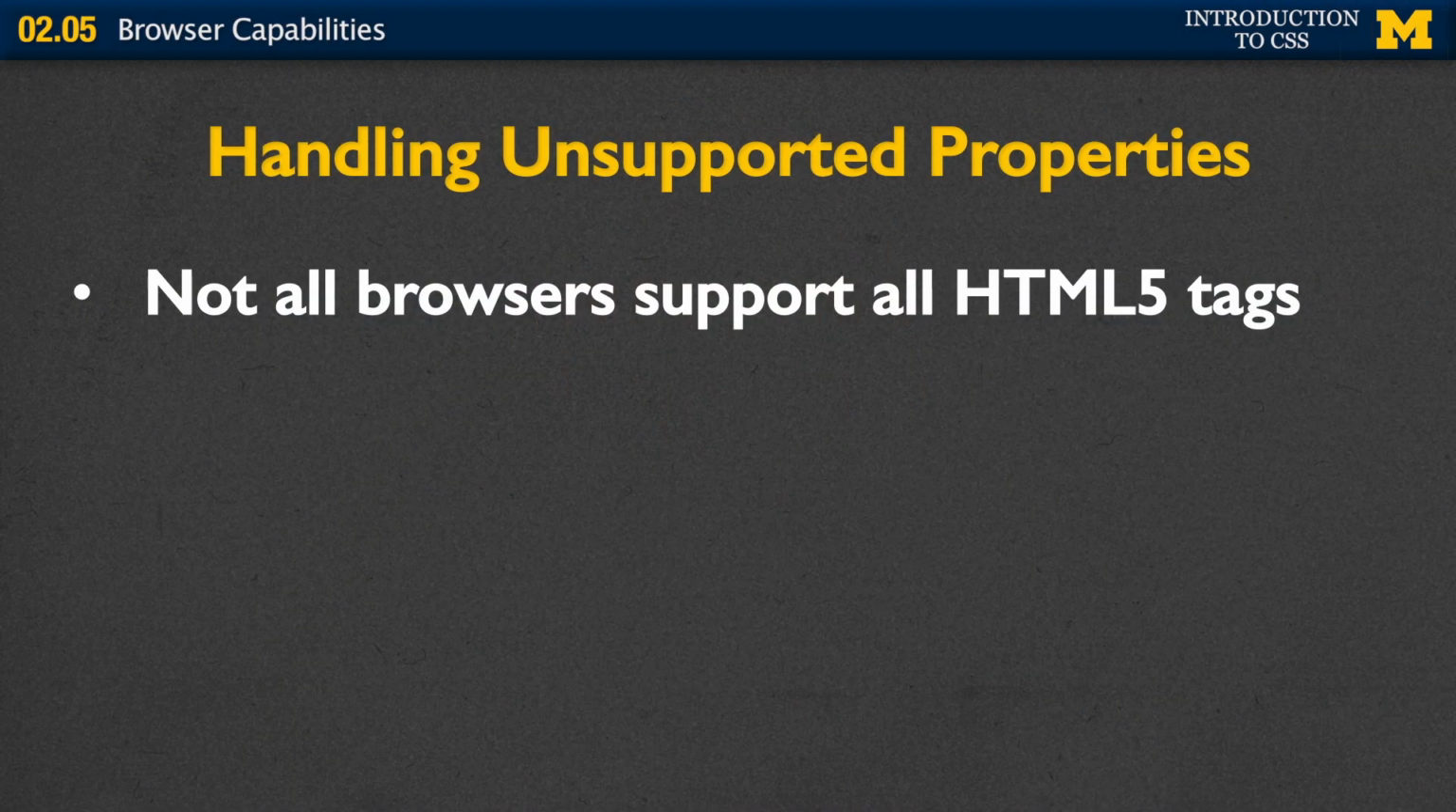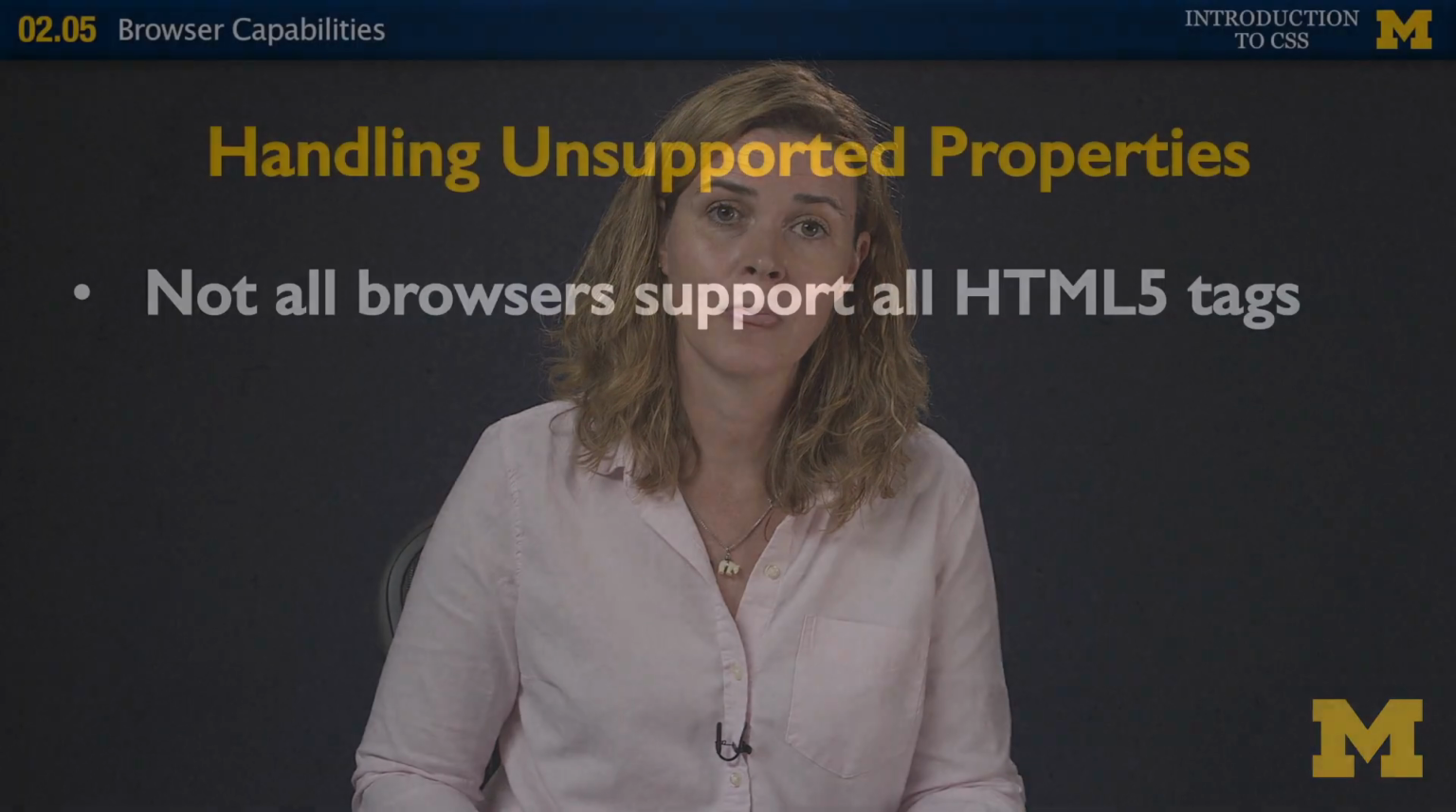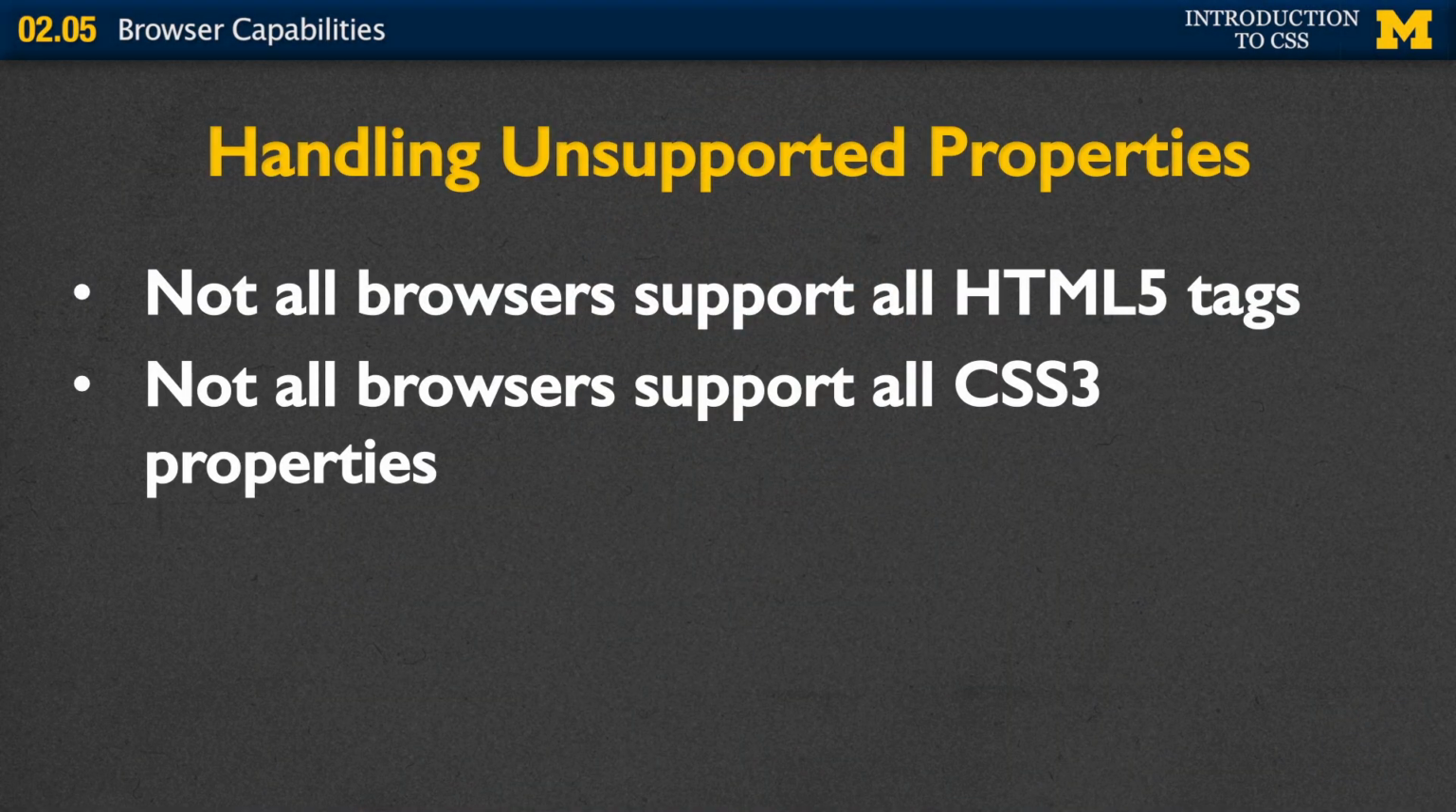One of the other things we want to talk about is handling what we call unsupported properties. So first, we know that all browsers don't support all the HTML5 tags. You've seen this already in some of the coding you've done with me. In the same way, not all the browsers support all the CSS3 properties. There are some properties that look really cool on some browsers, but they aren't handled by default in other browsers. But there is a way around that in many cases.